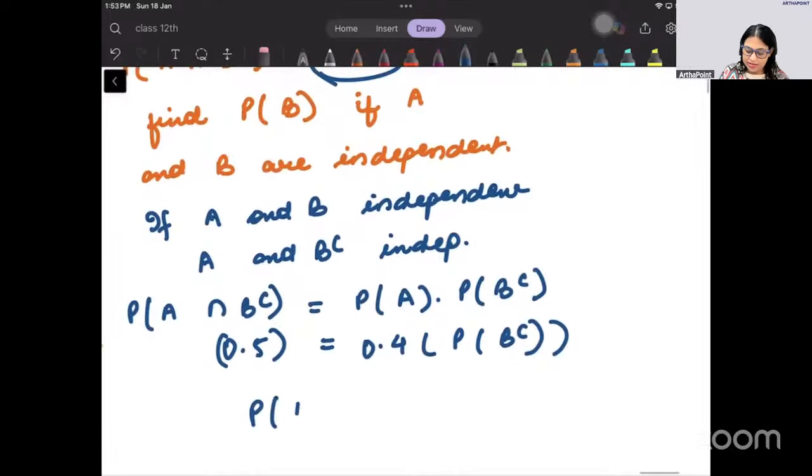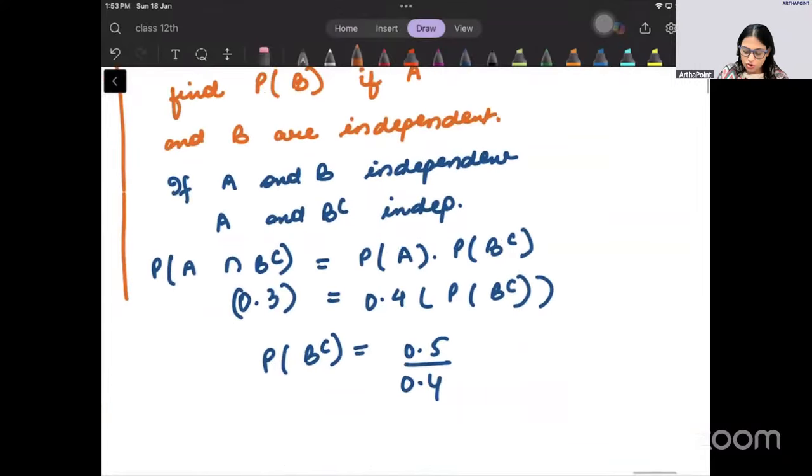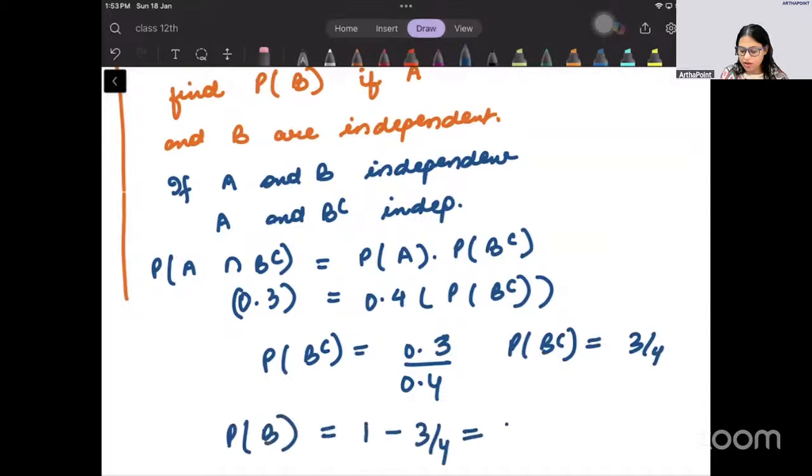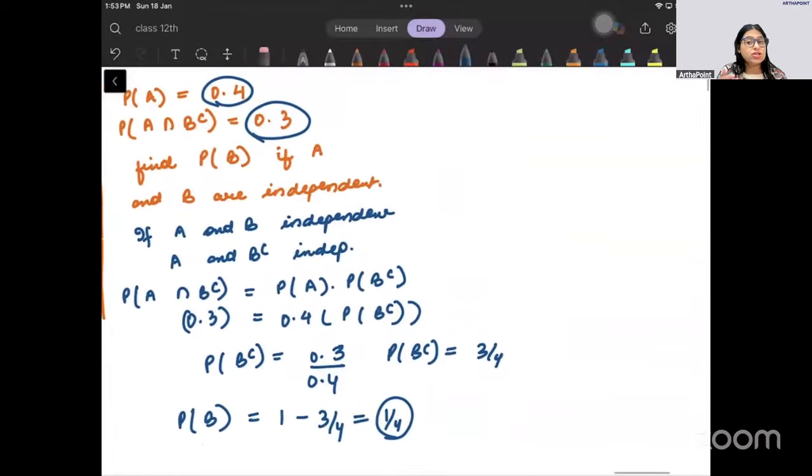That I will get as 0.5 by 0.4. Of course, because I made this question myself, you're getting more than one. होना नहीं चाहिए. हाँ, probably I can take this as 0.3. Then it will make more sense. Okay. So you will get probability of B complement as 3 by 4. So then you can get probability of B as 1 minus 3 by 4. That means 1 by 4. है ना? So this kind of question can be asked उसके application पे.